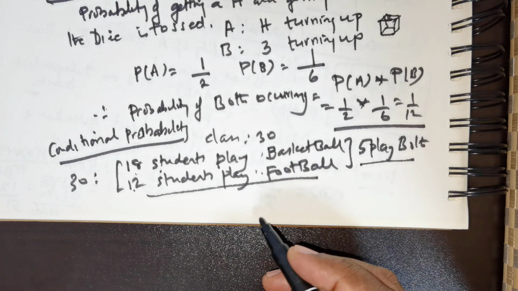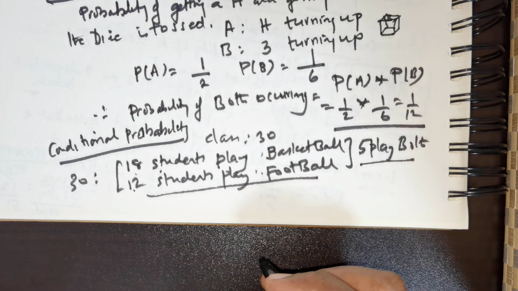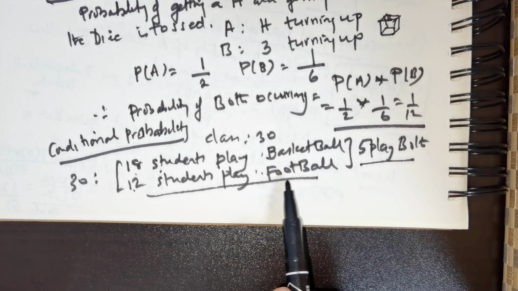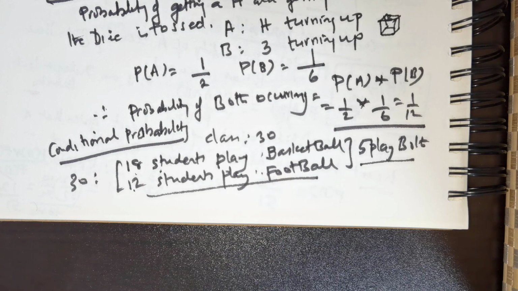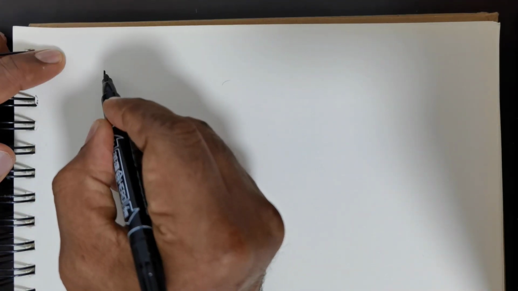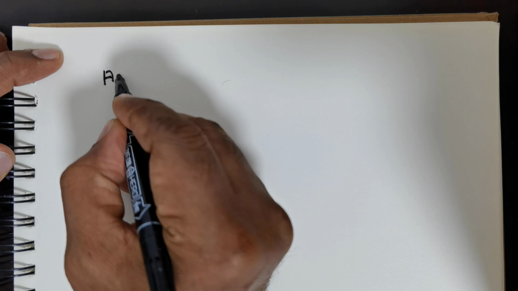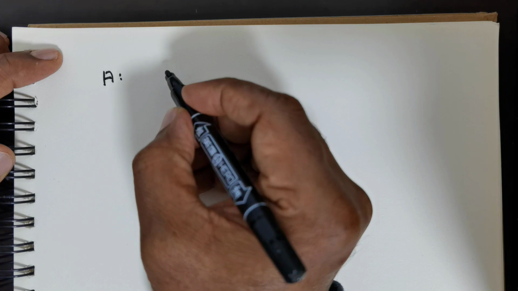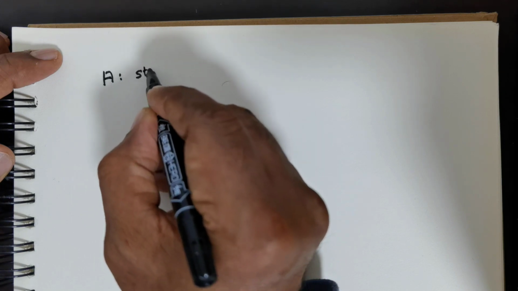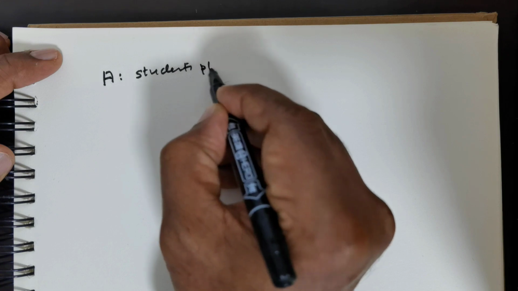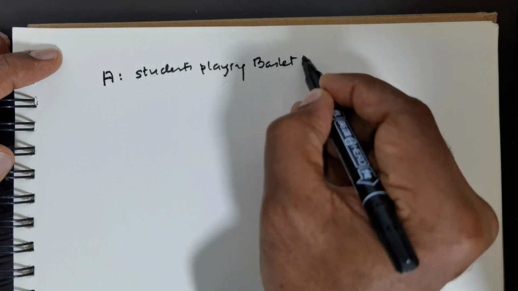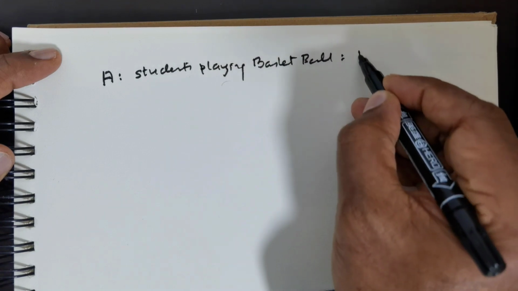So now the all important question is, is it possible for us to get the probability of a student playing basketball given that the student also plays football, right? So let me frame the question in the following manner. As I mentioned to you, I'm going to be taking A to be the students playing basketball. So let me write that down here. Students playing basketball, and we've been given 18 students.